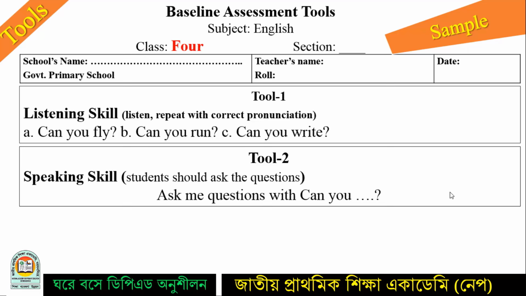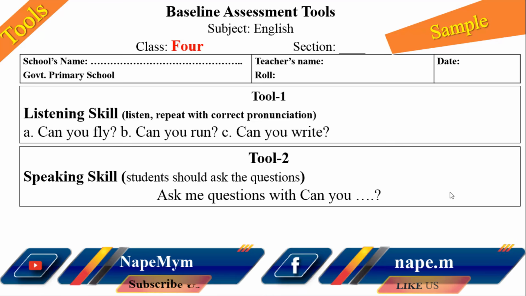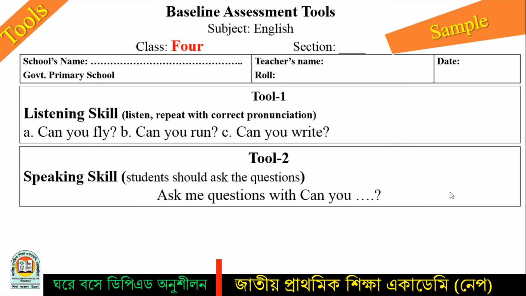Tool number 2, speaking skill. Students should ask these questions. The following question you can ask. He will follow the structure can you. He will ask you some questions using can you. For example, can you play? Then the teacher will give the answer. That means we have a conversation with the students here for judging speaking skill.